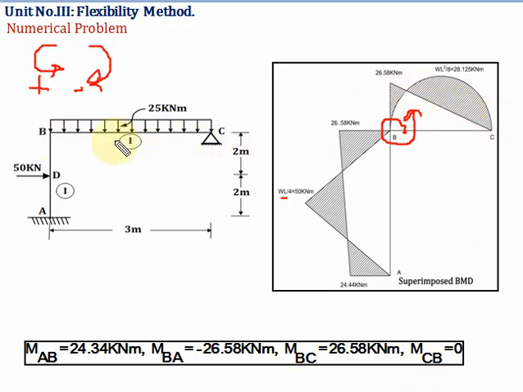Now member BC is loaded by a uniformly distributed load of 25 kilonewton per meter. So here the free bending moment diagram will be WL squared by 8. So W is 25, L is 3. So 25 into 3 square upon 8. So we'll get the value 28.126. As this is a uniformly distributed load, join it by a second degree curve. So this is the free bending moment diagram and this is the fixed bending moment diagram. So here we have drawn the superimposed bending moment diagram for the non-sway portal frame ABC.